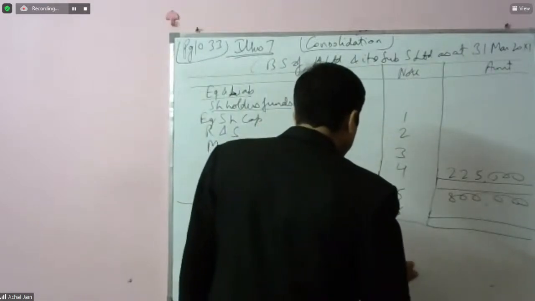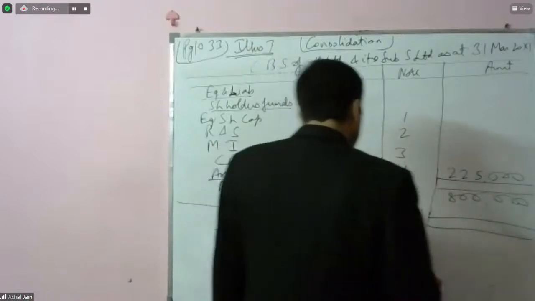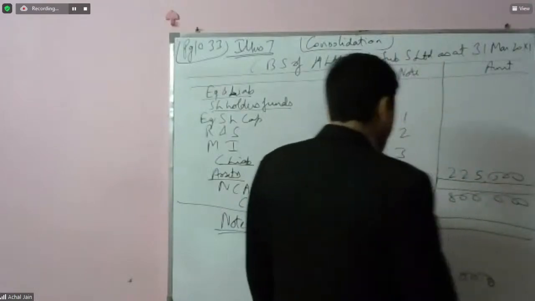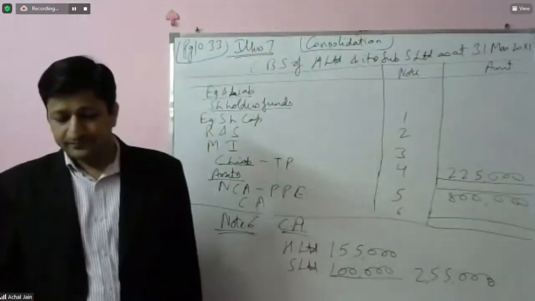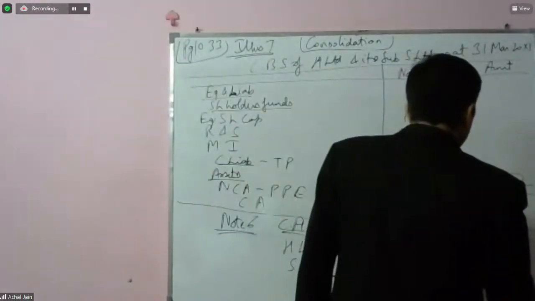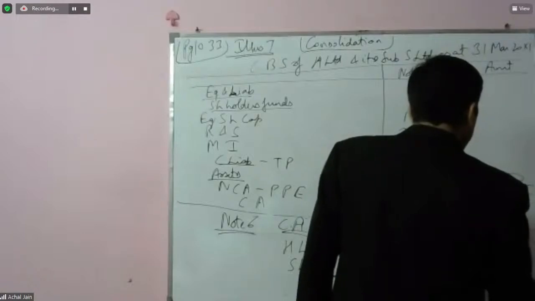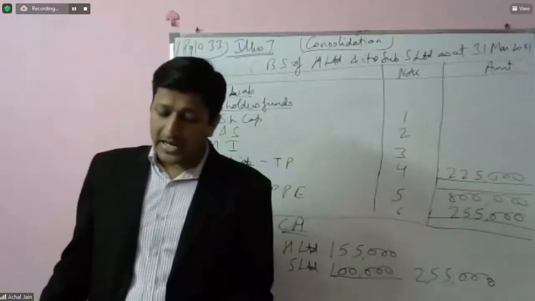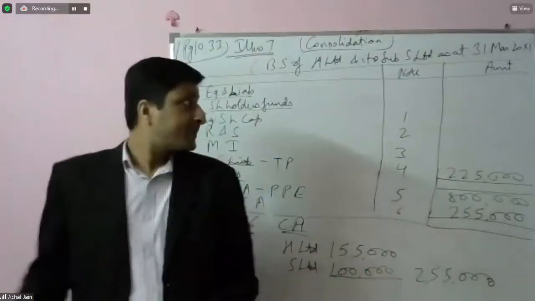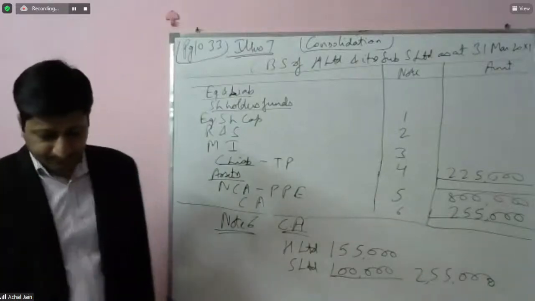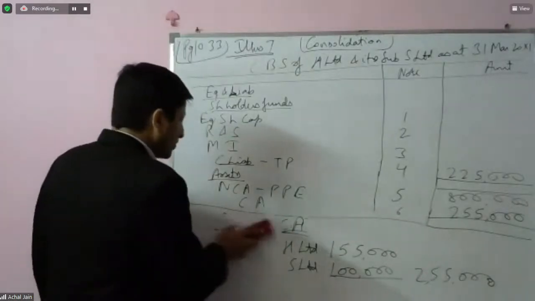And 1 lakh. So this is 2,55,000. So this becomes 2,55,000. Our asset side is completed, but still we'll take the total at the end. Okay. Now we are still left with 3 notes. Yes, let's go to note number 1.